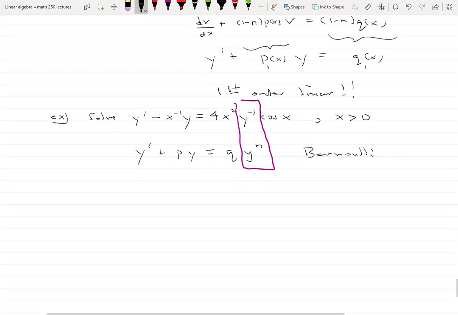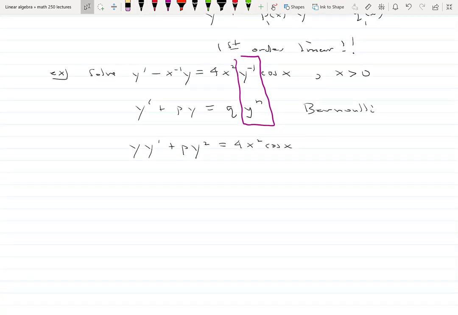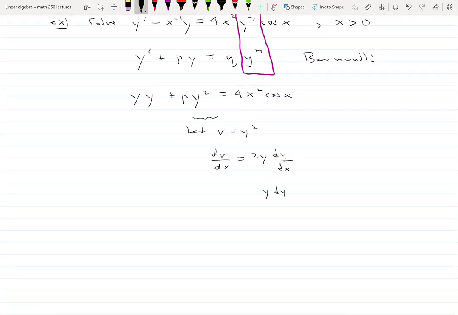Once we've determined that it's a Bernoulli differential equation, I wouldn't memorize the substitution. I would use the procedure. Transform it into first order linear. Get rid of that y to the negative 1. Multiply both sides by y to the positive 1. I get y y prime plus p y squared equals that nice 4x squared cosine x. No longer has a power of y. But it's not linear, because on the left-hand side it needs to be p y. So this tells you, make the substitution, let v equal y squared. So dv dx equals 2y dy dx. So y y prime equals 1/2 dv dx.